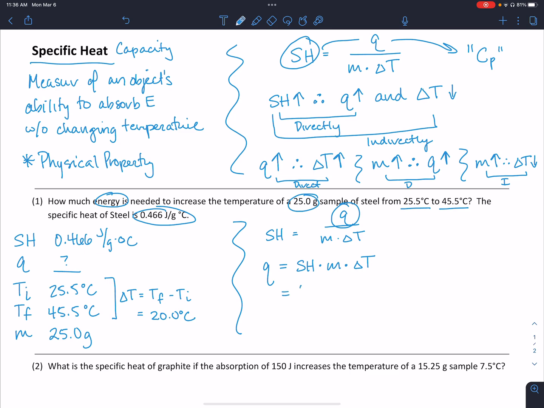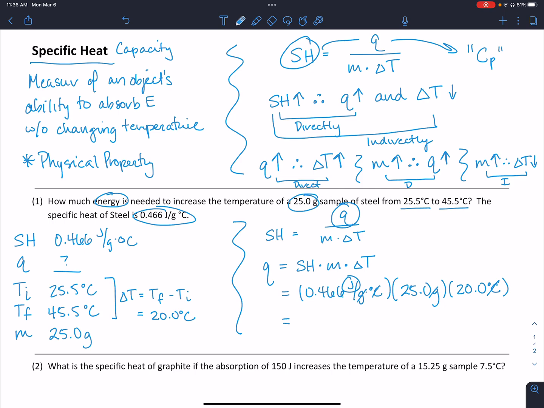All right, so we plug things in, 0.466, and that's joules per gram degrees Celsius, times our mass of 25 grams, times our temperature change of 20 degrees Celsius. All right, if we look, the Celsius is going to cancel, the grams are going to cancel. We're going to be left with joules, which is our energy unit.